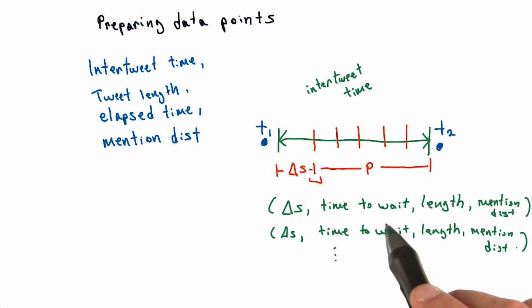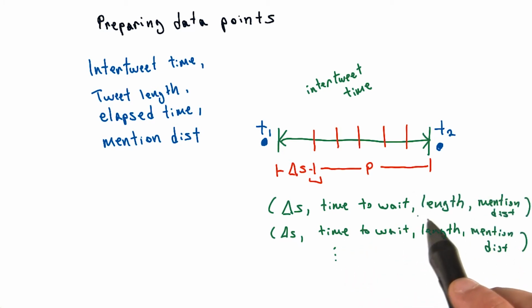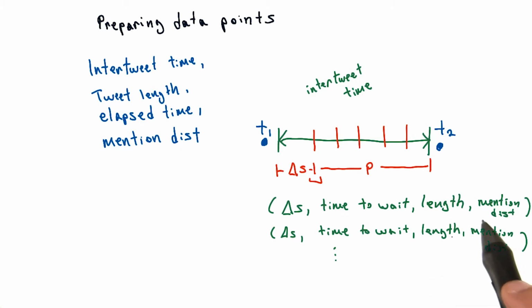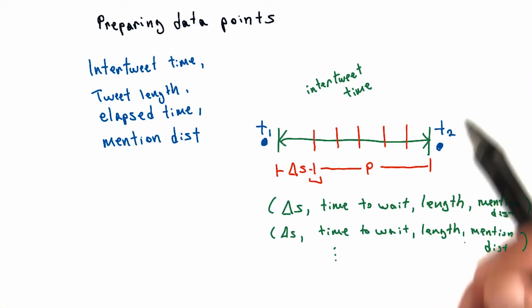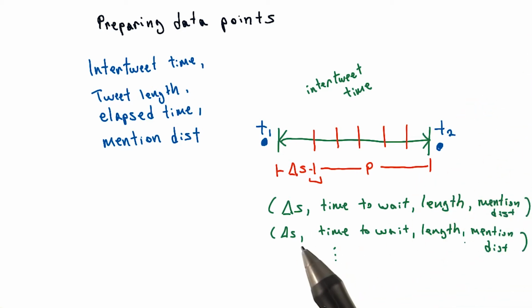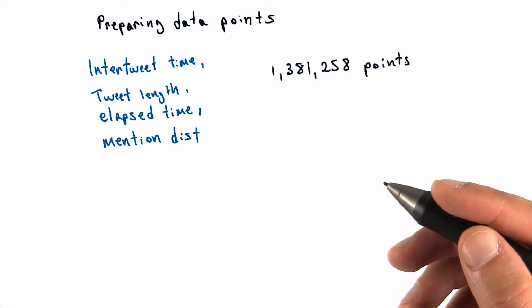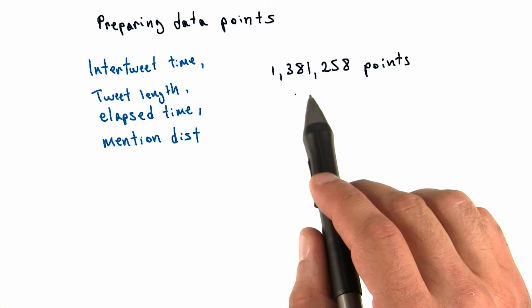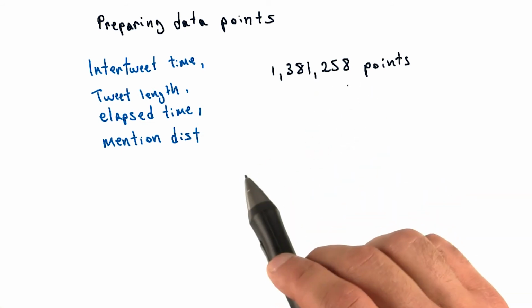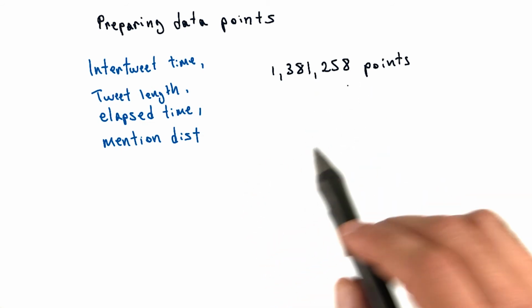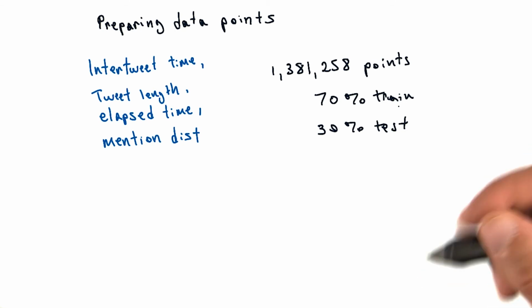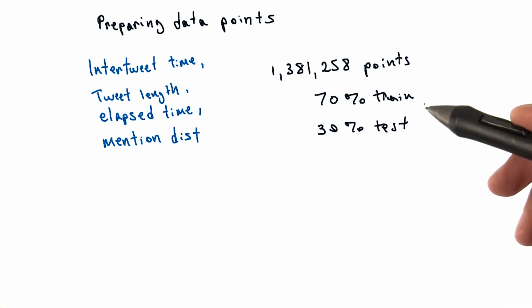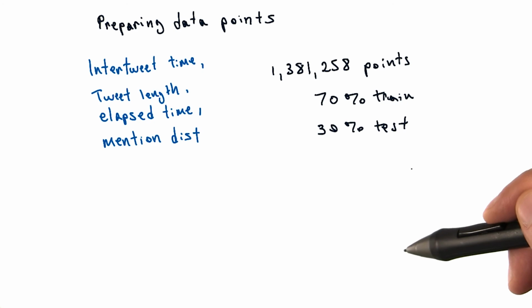And for each one of those points, we still know the length of the previous tweet and the number of seconds that has elapsed since the last time this person has been mentioned. In this way, we construct our training points. So, after constructing our training points in this way, we get a total of 1,381,258 points. And we will split those points into 70% training and 30% test.